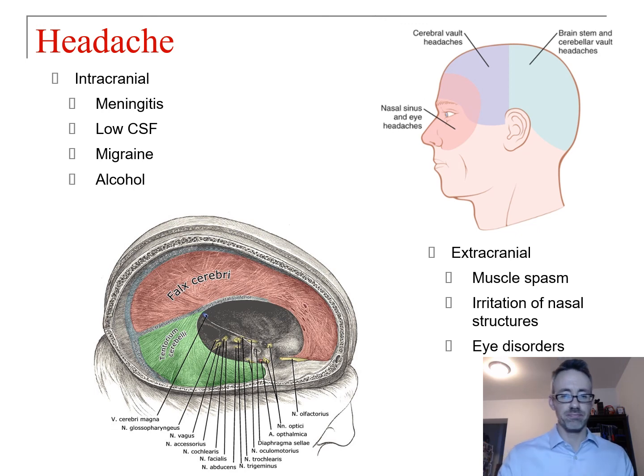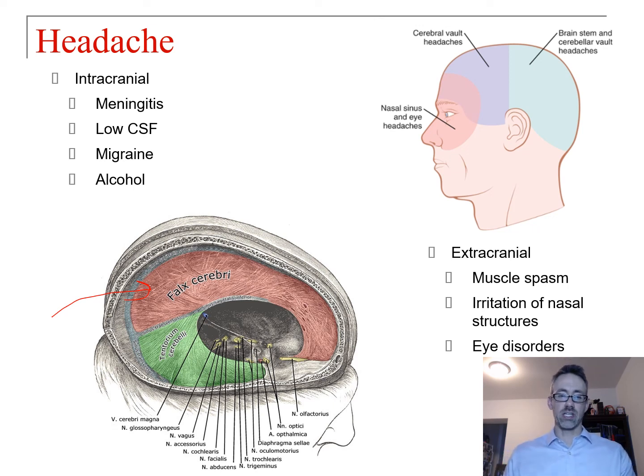So for example, down here color-coded, you see the falx cerebri. This is a broad connective tissue band that actually sits in that longitudinal fissure that separates the hemispheres of our brain, the left and right hemispheres. And so that's densely innervated, and when irritated, that can cause headaches.